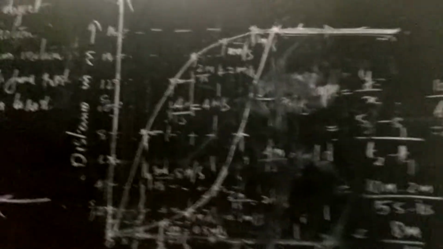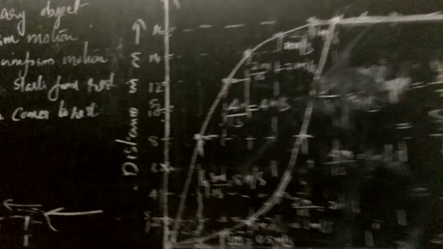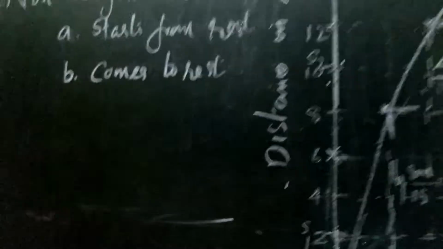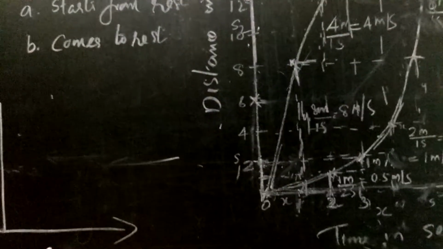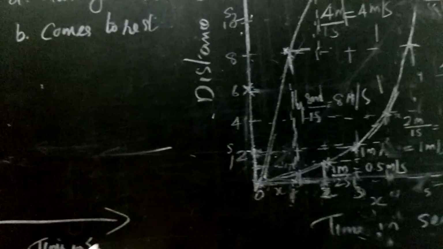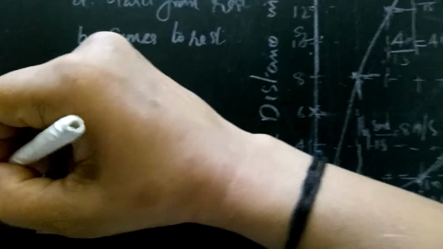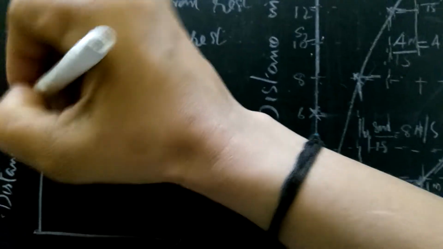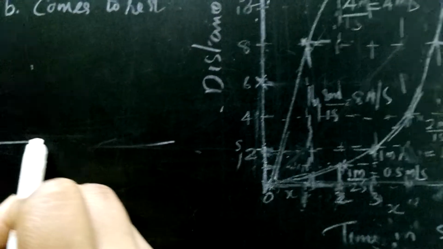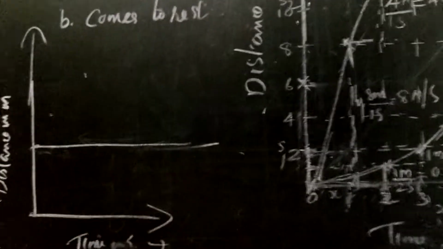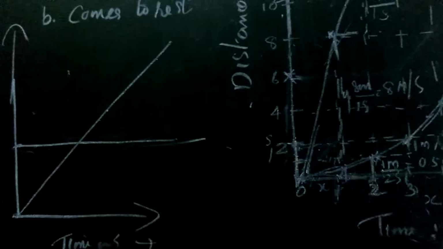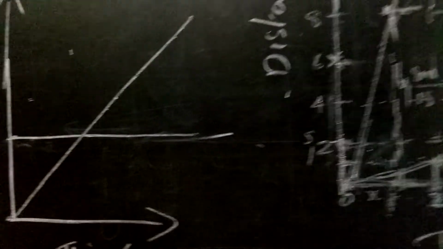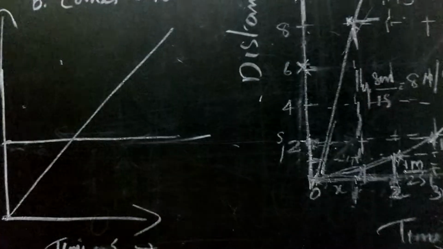So these are the 4 distance time graphs. I will just draw it here. Suppose this is the time axis, and this is distance in meter. The first one is the distance time graph for a stationary object. It is a straight line parallel to the time axis. The next one is a straight line which passes through the origin with a constant slope. This is the distance time graph for uniform motion.